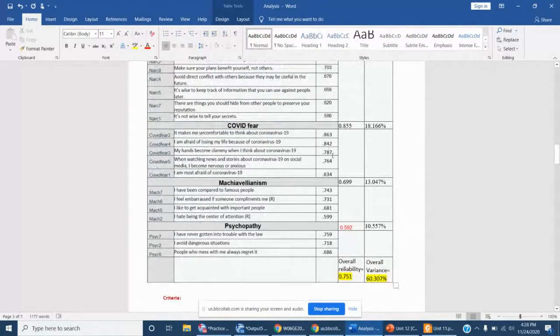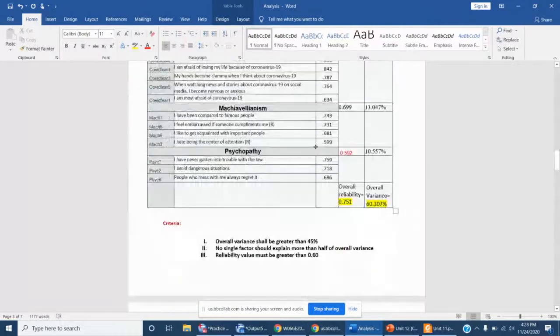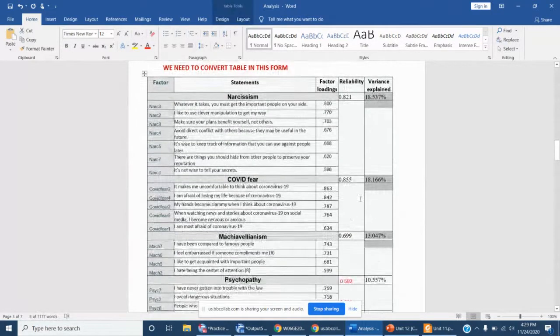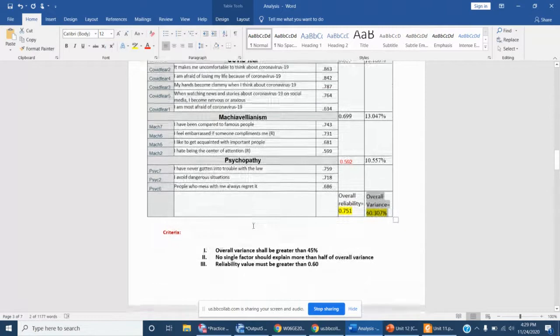So now I have confirmed the validity of my data by deleting all those questions which were not validated. I have also confirmed the reliability of my data. Remember that when you are constructing your factor analysis table, you need to ensure that overall variance shall be greater than 45%. The variance explained by each factor must be greater than 45%. We have sufficiently passed that criteria as well, because our variance is greater than 60%.